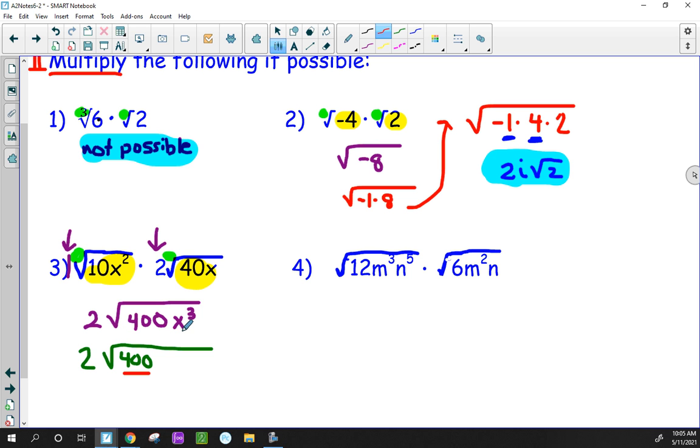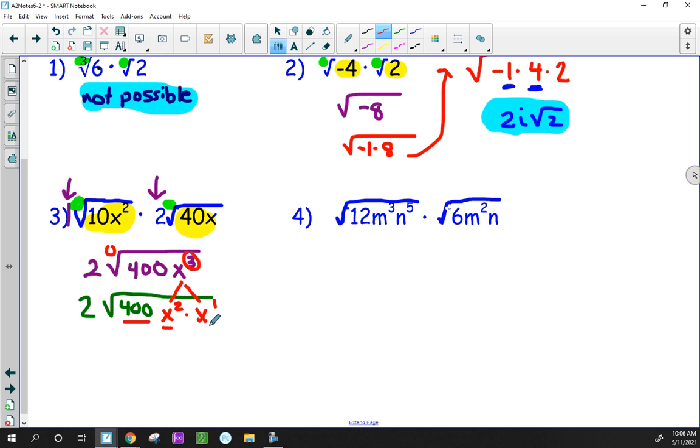Then I'm going to look at the x to the third. Remember, with variables, we always divide the power by the index. 3 divided by 2 is not a whole number. So we now have to write x to the third as factors. We're going to say x to the second times x to the first. Remember, when you're multiplying, again, you're adding powers. So this problem in red is equivalent to x to the third.